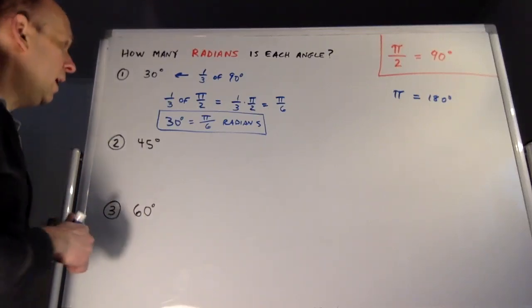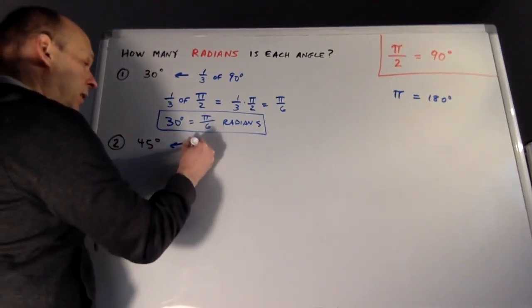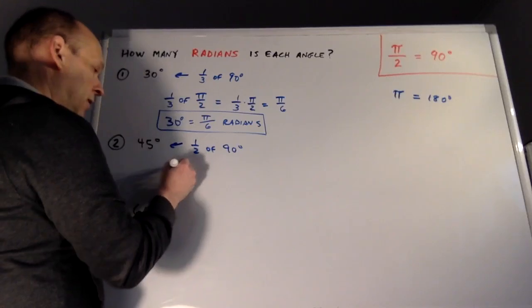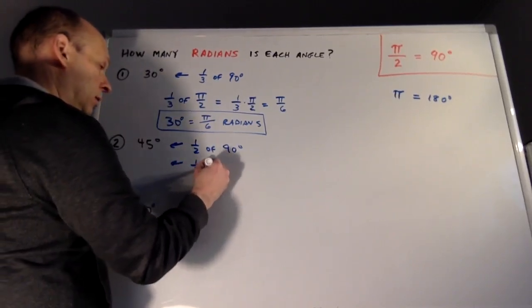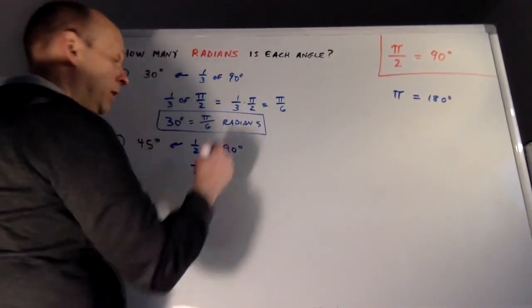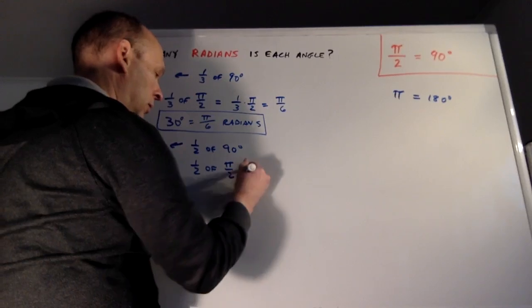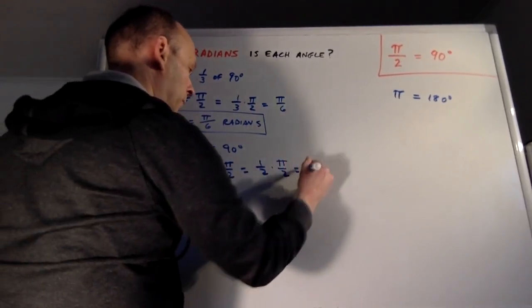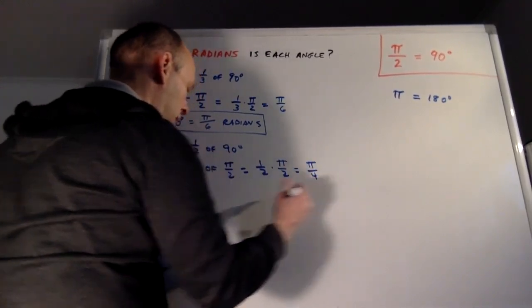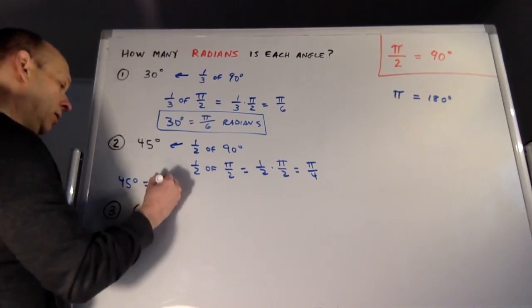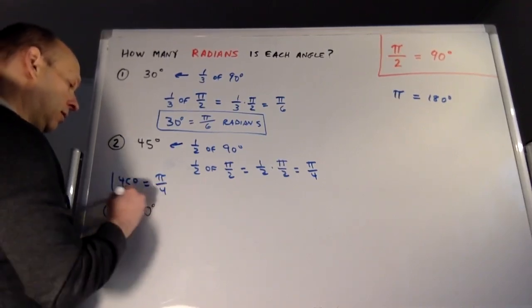45 degrees, well, what's that? Well, 45 degrees, of course, is half of 90 degrees, which is pi over 2. Of means multiply, so 1/2 times pi over 2. So we get pi over 4. So 45 degrees is another one we're going to want to know: pi over 4 radians.